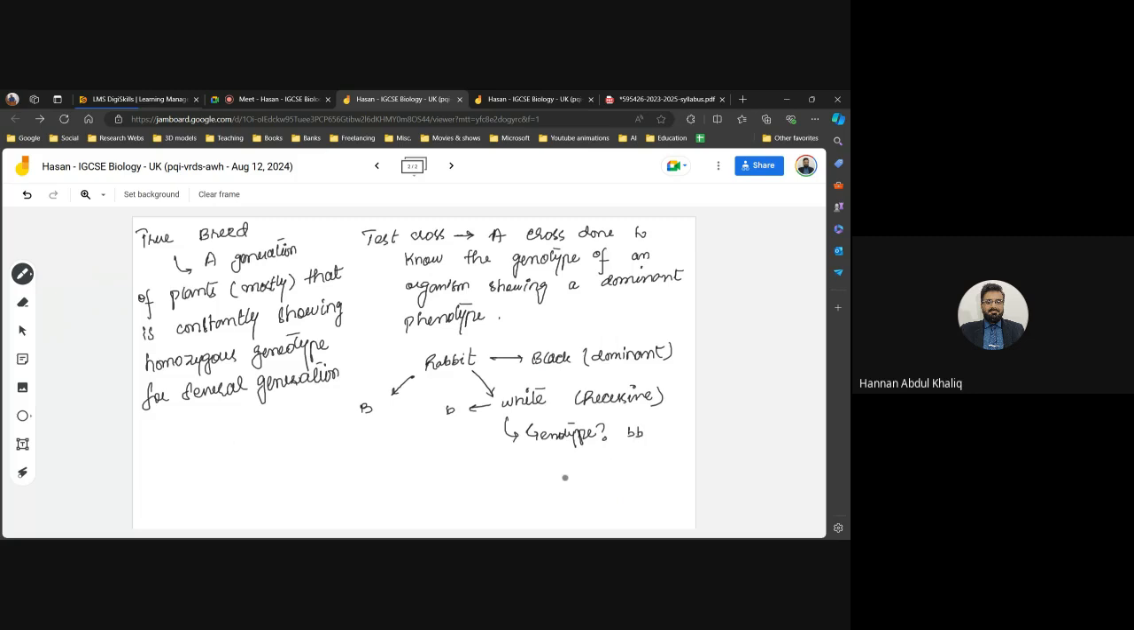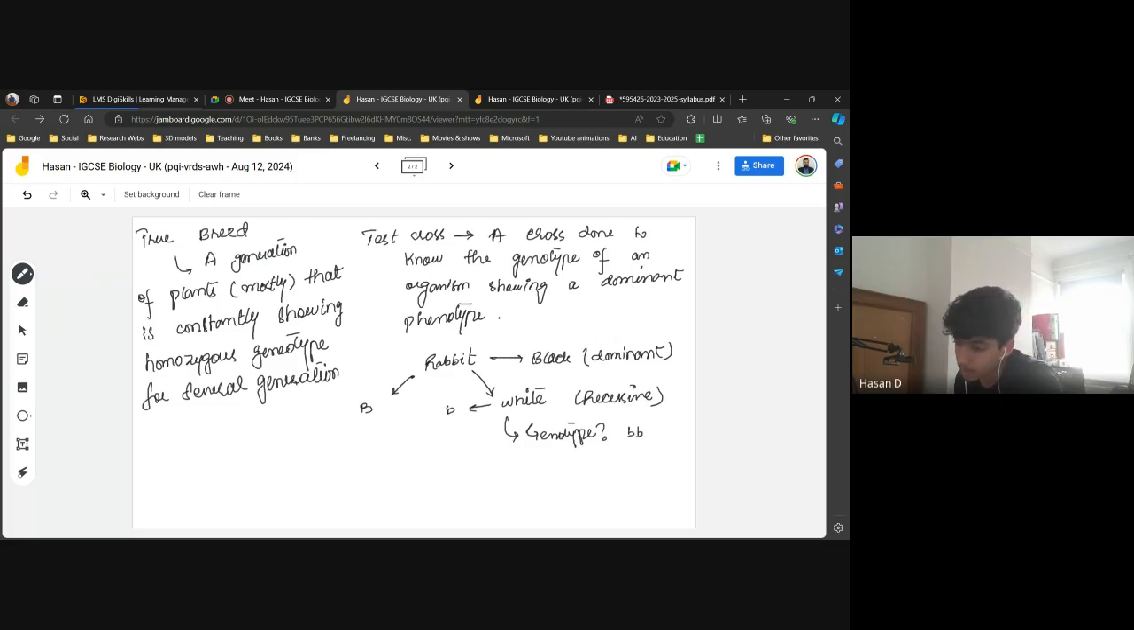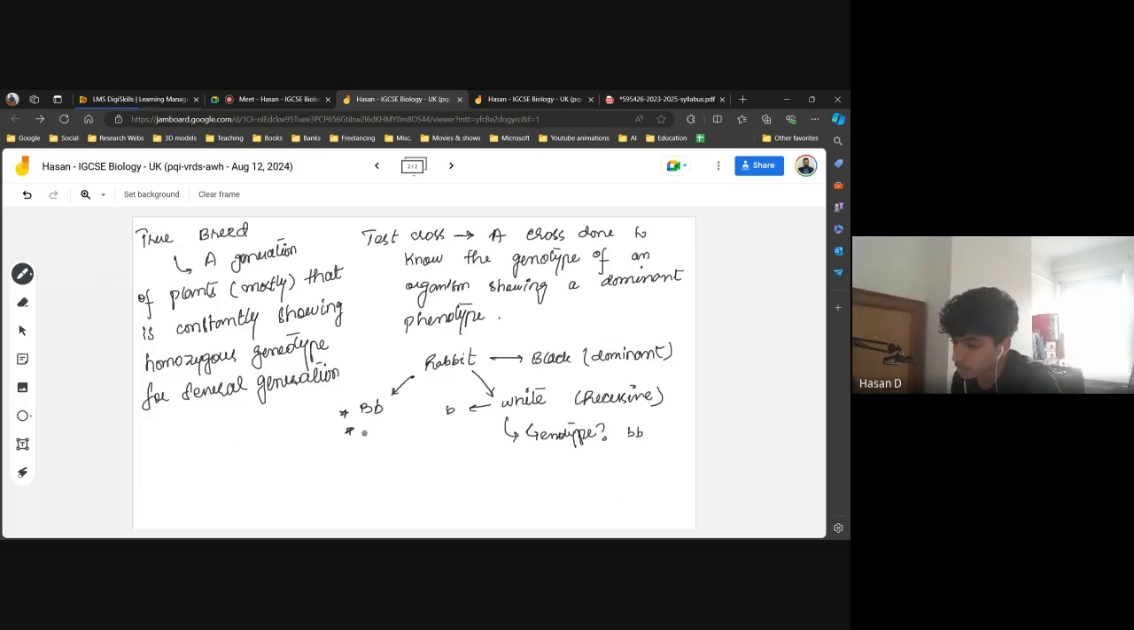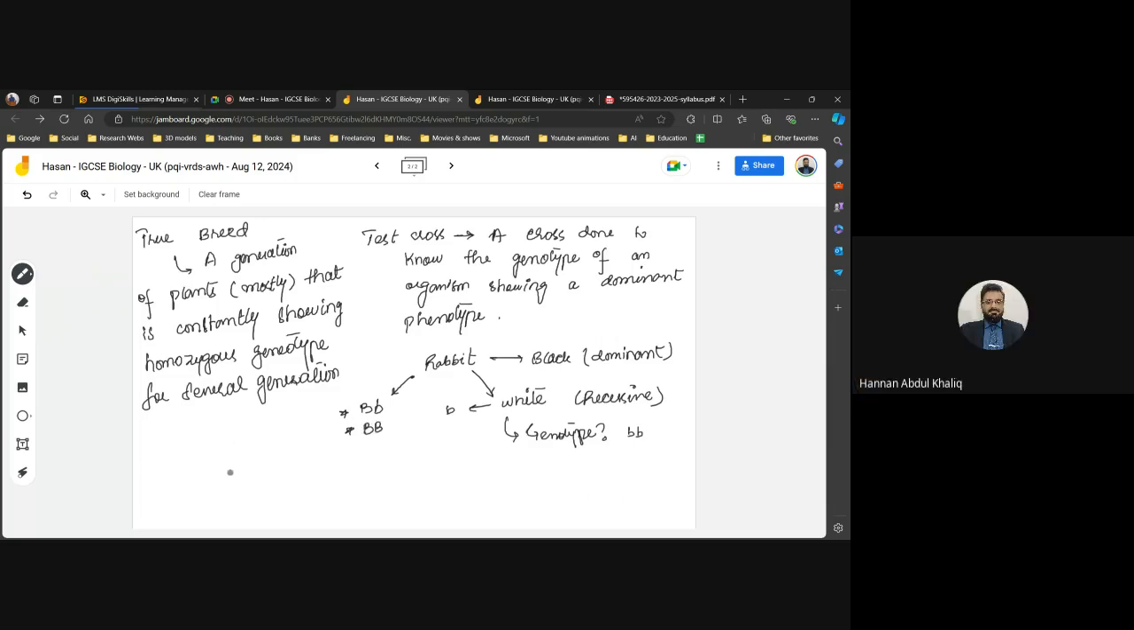But if someone gives you a black rabbit, can you tell its confirmed genotype? It could be heterozygous or homozygous dominant. You don't know, you only know the phenotype. How would you confirm whether it is heterozygous or homozygous dominant? That kind of cross is called a test cross. Read the definition again: a cross done to know the genotype of an organism showing a dominant phenotype.